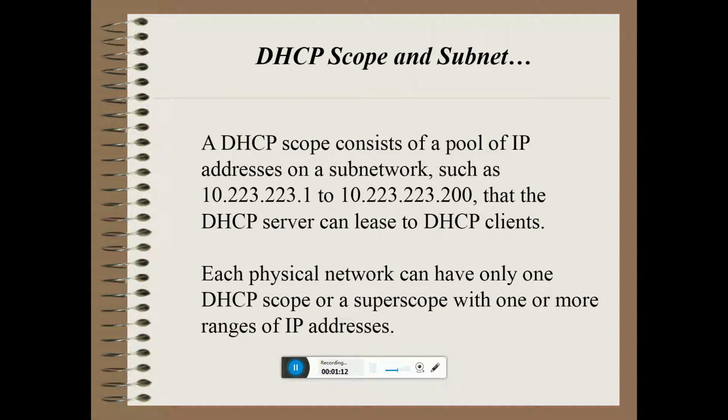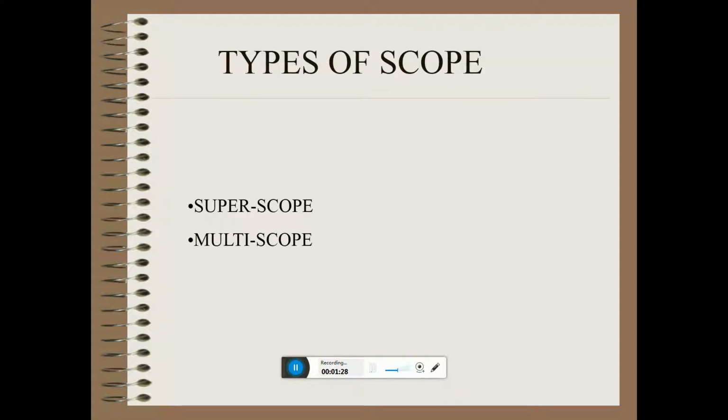10.223.223.1 to 10.223.223.200. That is the range the DHCP server can lease to the DHCP clients. Each physical network can have only one DHCP scope or superscope with one or more ranges of IP addresses.